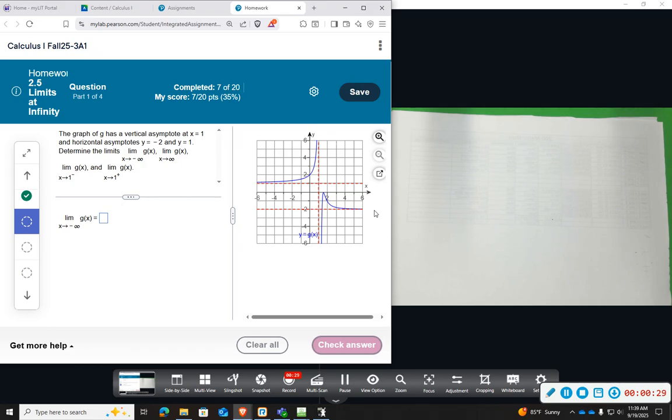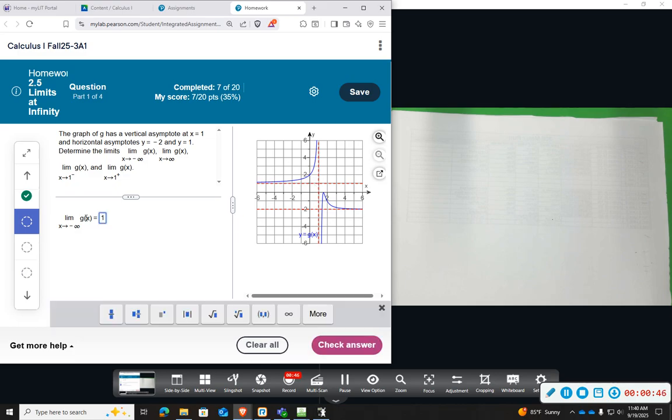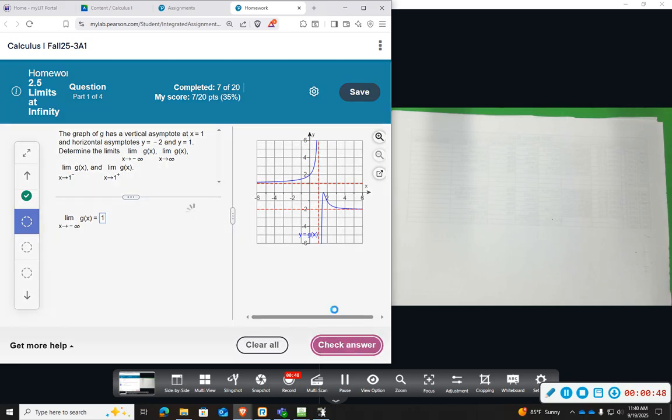So all we're going to do is just be reading the graph. If we look at the graph of G, the whole thing, the blue line, we're going toward -infinity. So as I'm going to the left forever and ever and ever, this graph is flattening out and approaching this red dotted line, which is at y equals 1. So we would just say the limit as this graph goes to -infinity is 1.